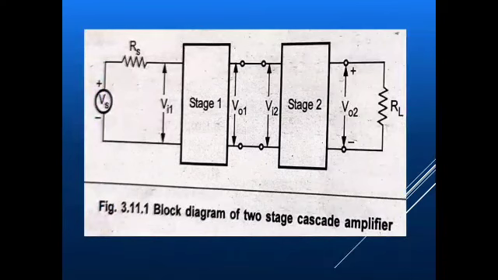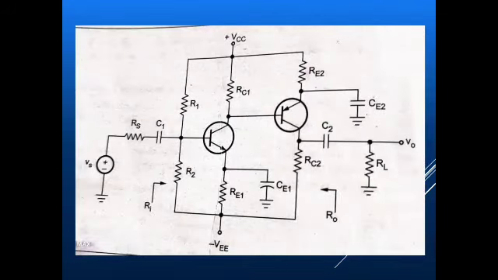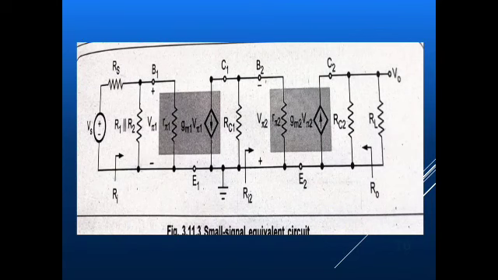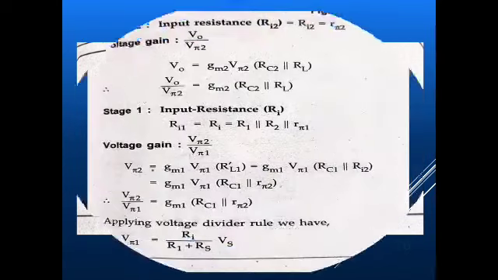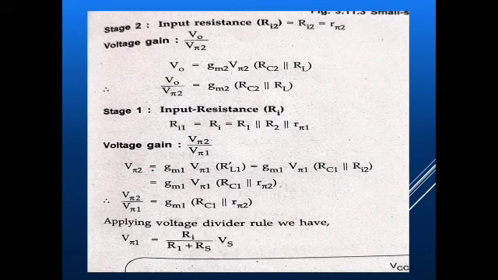Next we are going to discuss the cascade amplifiers. This is the block diagram of a cascade amplifier. Here we are going to connect the first stage of an amplifier with the second stage of an amplifier. Let me take an example for that. We are taking two common emitter amplifiers, with NPN and PNP transistors. So this is the circuit for this, and this is the small signal equivalent circuit for that. So we have to find out the resistance and the gain of this amplifier.